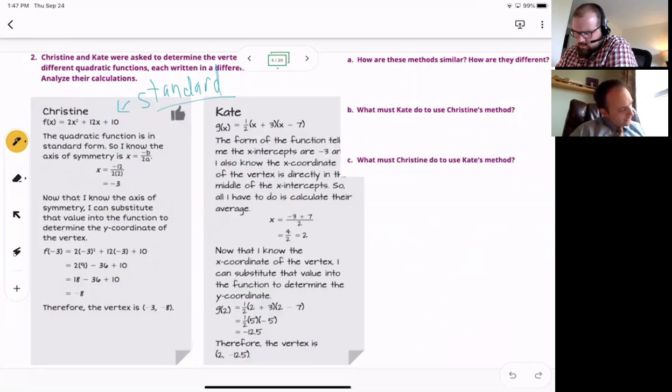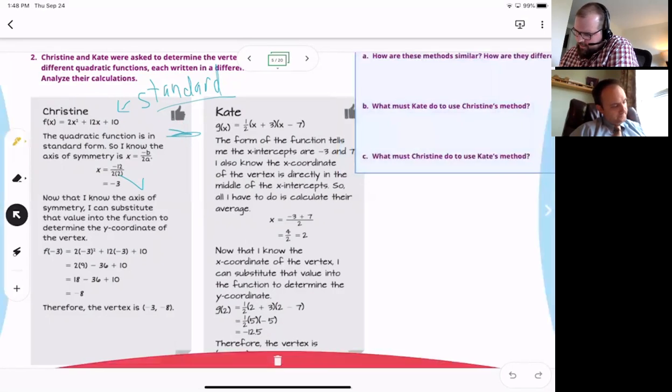So they said, I know the axis of symmetry is at negative b over 2a, or the opposite of b over 2a. They said b was 12 and a was 2. 12 over 4 is negative 3. So that seems good. Now that I know the axis of symmetry, I can substitute into the function. So 3 squared is 9. 3 times 12 is 36. 18 minus 36 is negative 18. Yeah, that looks pretty good. I see nothing wrong there, which is good because it's a check mark. Yeah, we were told that it was correct at the beginning. In fact, I think both of them are correct.